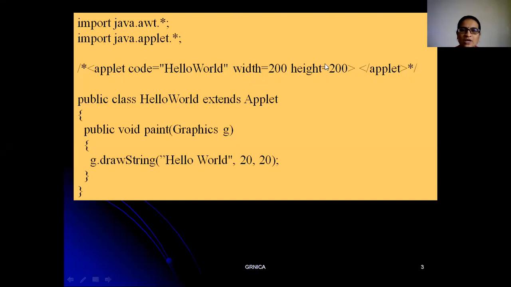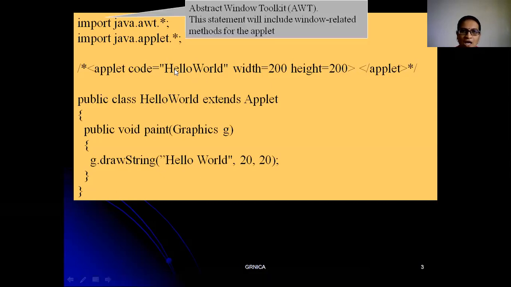Width and height are what we give for the window or dialog box which we are generating. How it is going to generate a dialog box or graphical user interface, I'll show in the output. This is 200 by 200, the height and width of the window. Hello world is an applet program file.